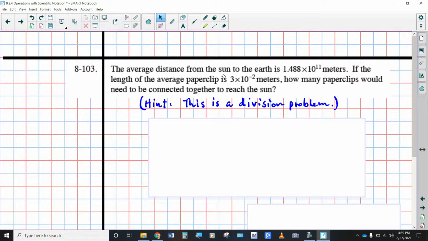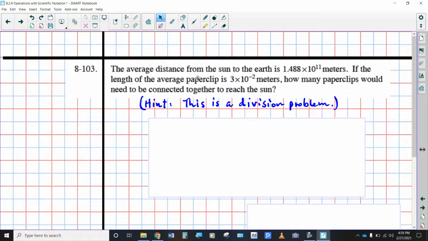The average distance from the sun to the earth is 1.488 times 10 to the 11 meters. I wish they would just do miles or kilometers. I mean, nobody's measuring it. Well, I guess maybe scientists are. All right, so we'll keep it in meters because that's what they're saying. 1.488 times 10 to the 11th meters.